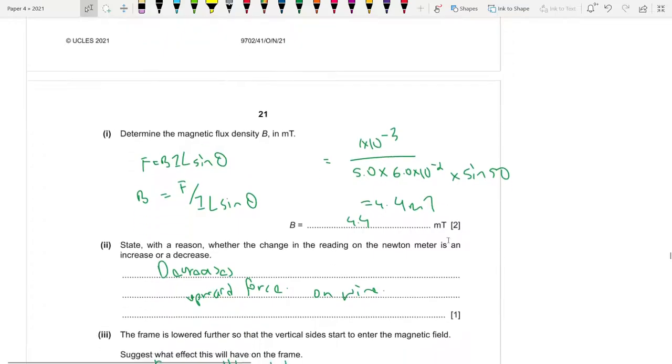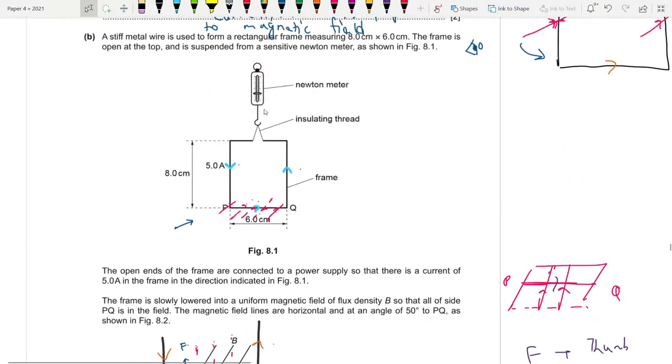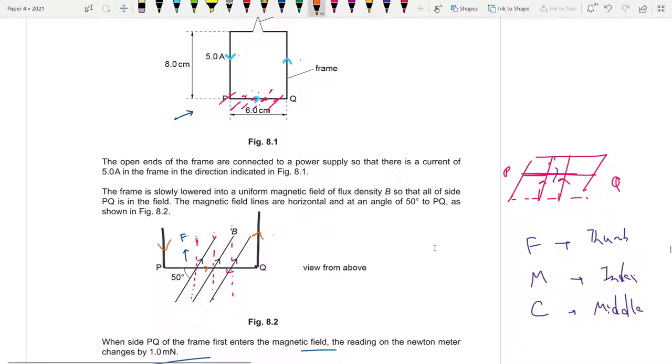Okay, so what is the change on the Newton meter? So the Newton meter was actually recording the weight of the frame, right? But it actually experienced a magnetic force upwards. So that value is 1 millinewton. So it will actually decrease by 1 millinewton because weight is directed downwards, and according to Fleming's left hand rule, we just found out that the force is directed upwards. Get it? That's the logic.